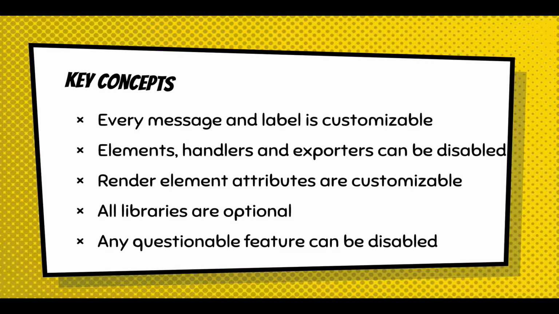When I say attributes, that's the HTML attributes, which usually include visual stuff. It's the style attribute and the classes that are associated with the element. You can also add custom data attributes, which are just rendered as regular HTML attributes for custom tracking and stuff like that. All libraries are optional. All external libraries can be turned on and off as needed. And really, any questionable feature can be disabled under advanced settings.